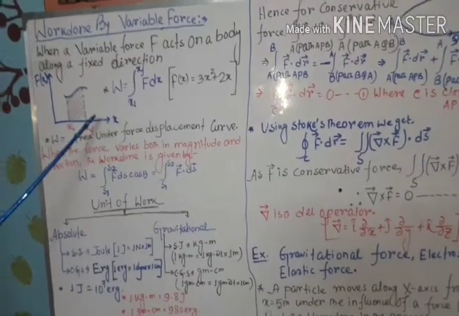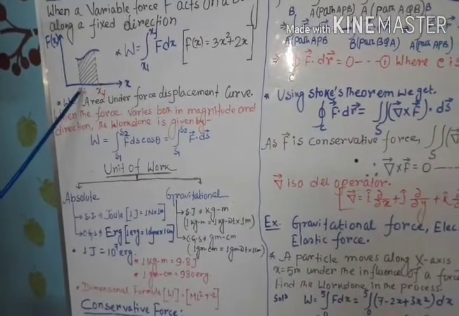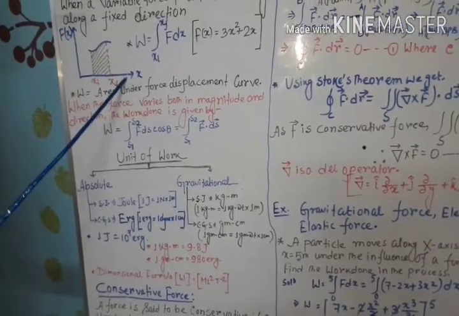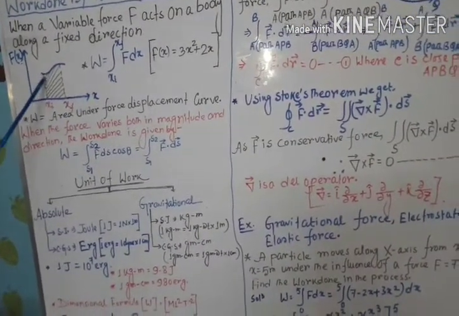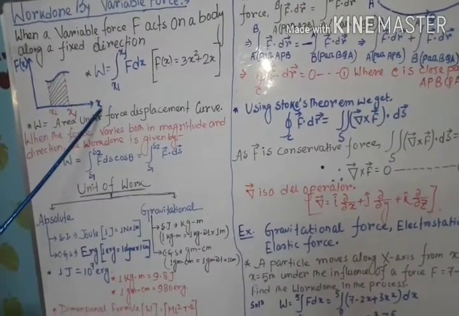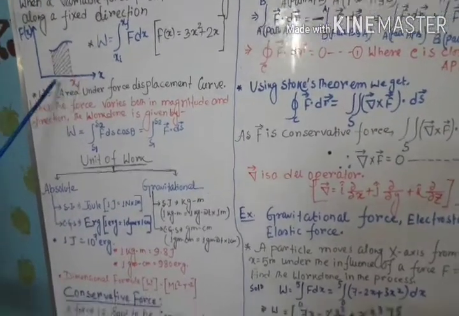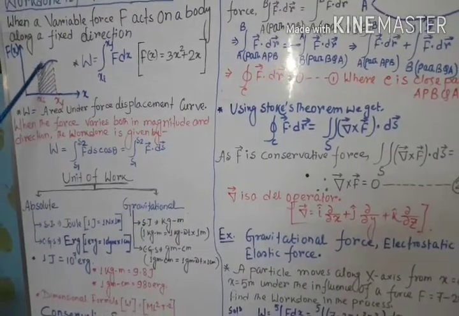Under this type of variable force, between any two positions, say xi and xf, if you want to determine the work done, then you have to determine the area covered by the force-displacement curve with the displacement axis between the two given positions. So between xi and xf, the work done is equivalent to the area of the shaded region.